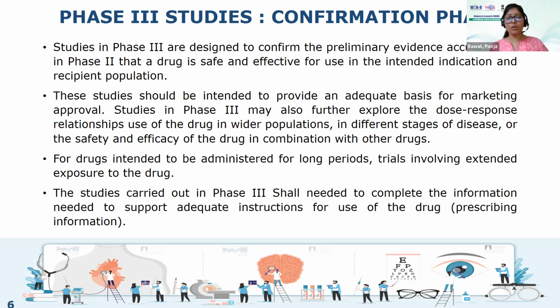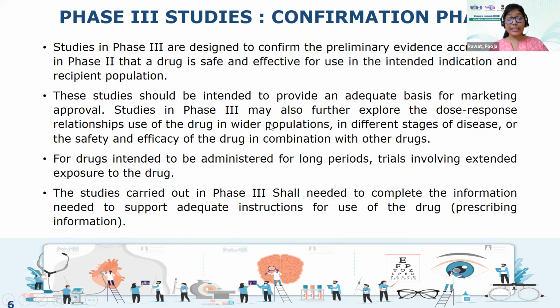Moving forward to phase 3, here the sample size is a little bit increased. However, there's no concession in the inclusion exclusion criteria. You can see a few small changes, but the inclusion exclusion criteria will remain stringent in this phase as well. So why do we call this phase the confirmatory phase?